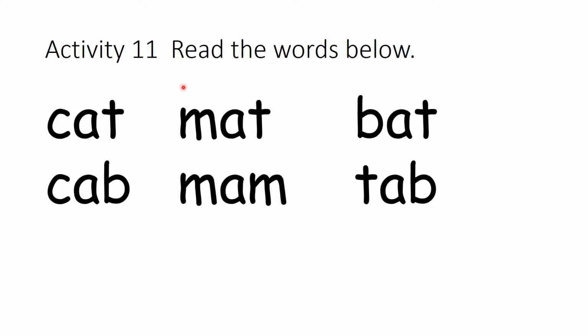Okay, last activity. Read the words below. Let's read first. Cat, mat, bat, cub, mum, tab. It's your turn. Begin. All right, good job.